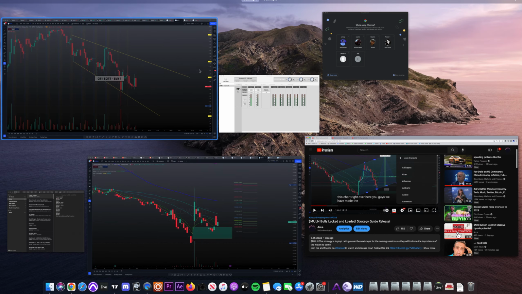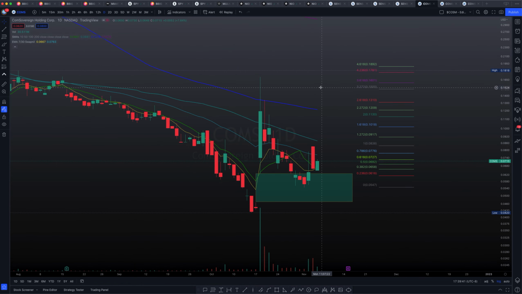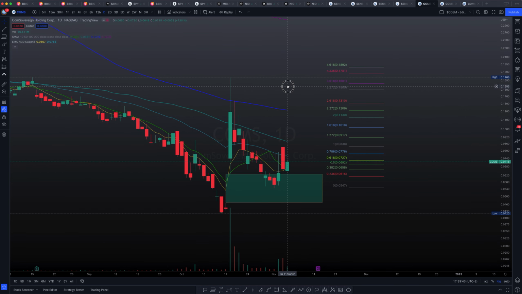With that said, let's go ahead and dive right into the charts, you guys. So we are looking at COMS on the 1-day chart right here. Price action is looking pretty good. This is the 7-day exponential moving average. This is a 10-day simple moving average, and we have since converted it into a support form, you guys.